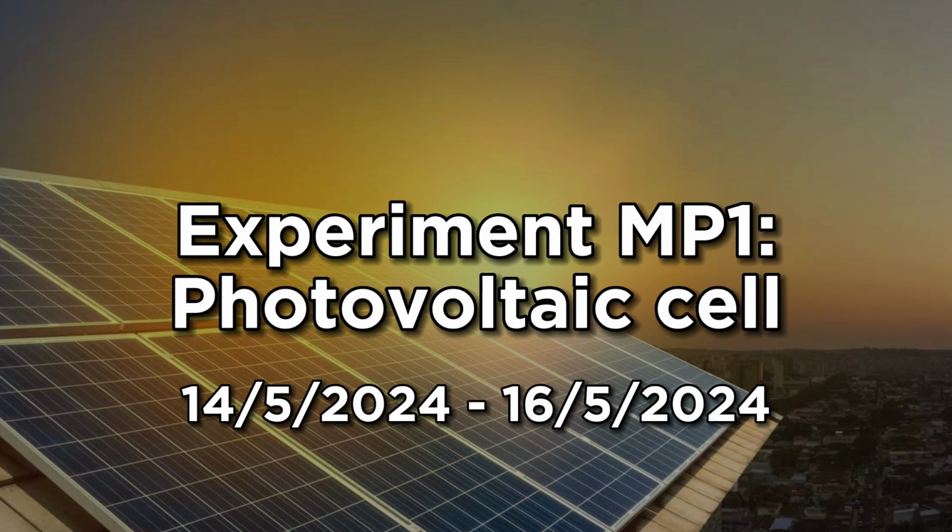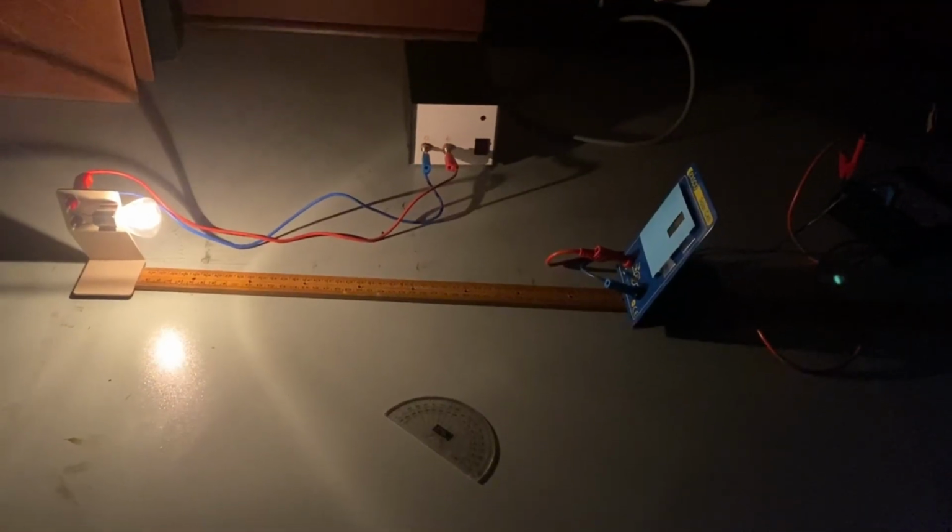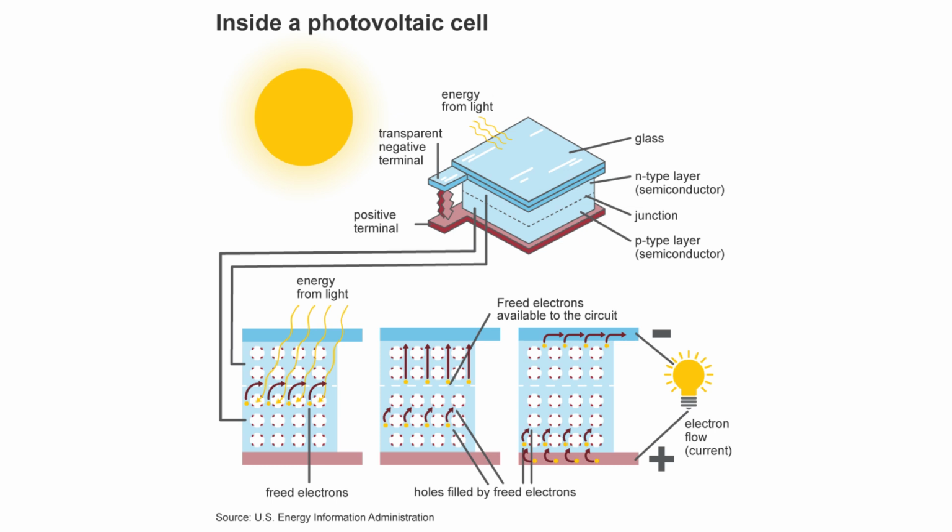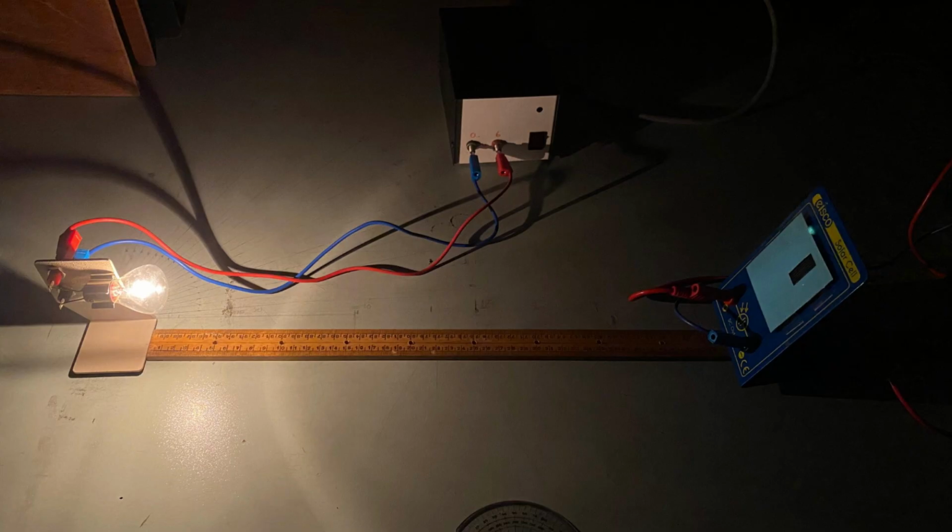Now the fourth experiment is MP1, which is photovoltaic cell. The objective of a photovoltaic cell experiment is to investigate the efficiency and performance of photovoltaic cells in converting light energy into electrical energy under different distances and angles of incidence. A photovoltaic cell is a semiconductor device that converts light directly into electricity through the photovoltaic effect. When photons from sunlight strike the semiconductor material of the cell, they generate an electric current by dislodging electrons, producing a flow of electricity. This experiment has two parts.